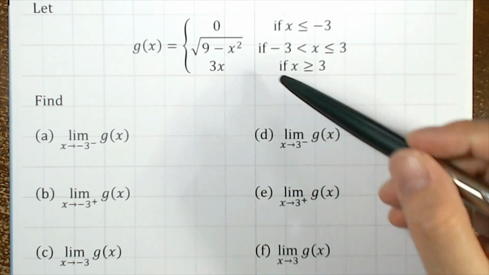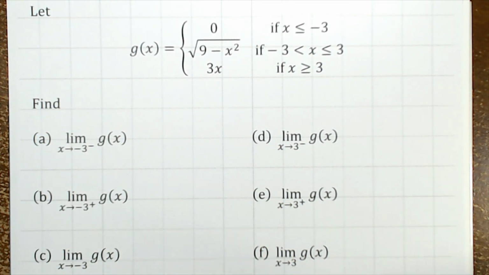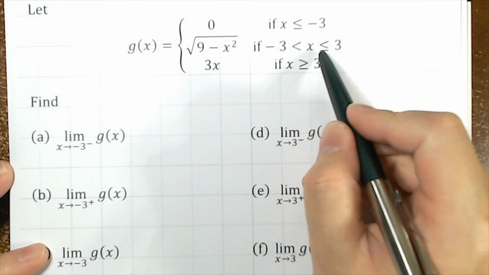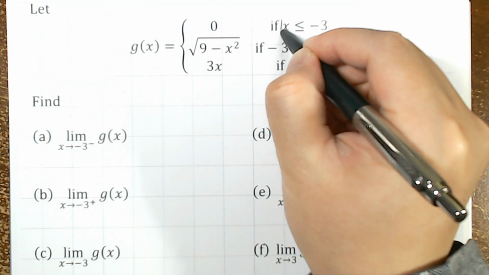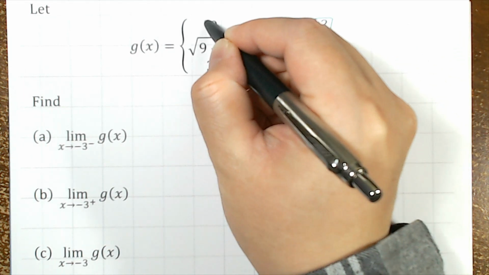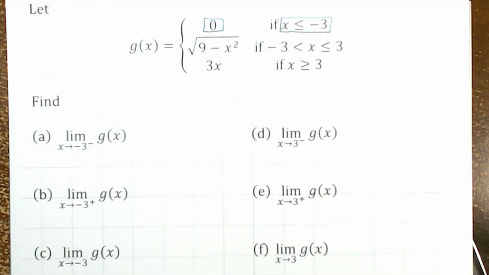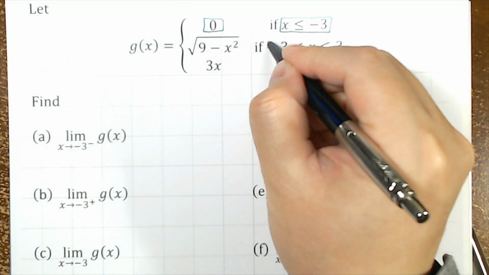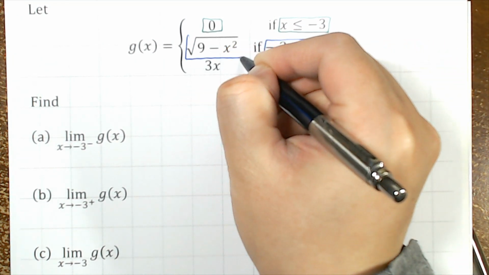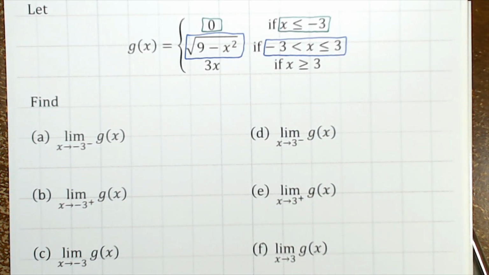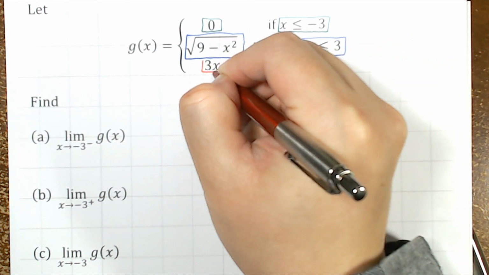We have a piecewise function, and in this problem we will find these limits. When we find the limits, the equal sign actually doesn't matter. What matters is whether it is less than or greater than. So when x is less than -3, the function is equal to 0. When x is between -3 and 3, equal or not doesn't really matter, we use this function. And when it is greater than 3, we're going to use the 3x.